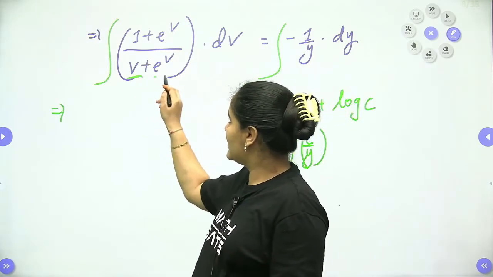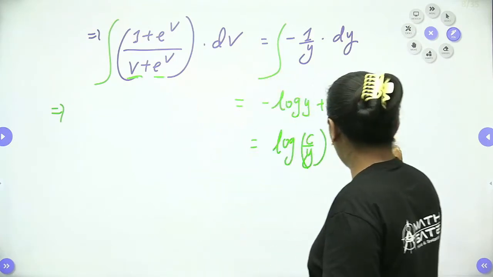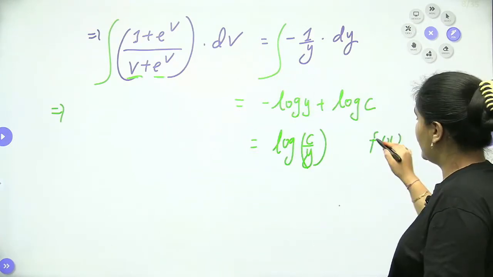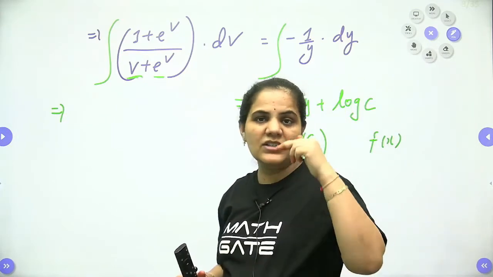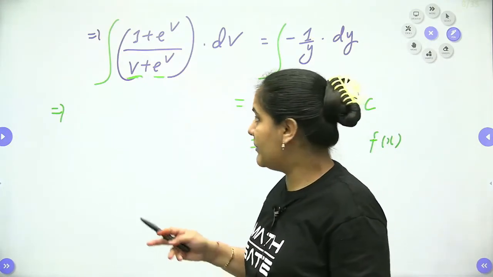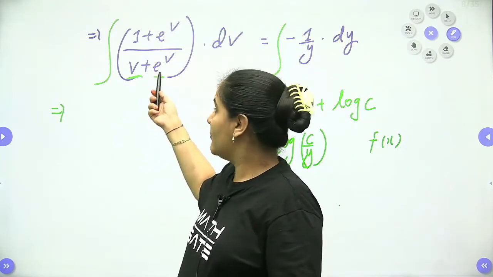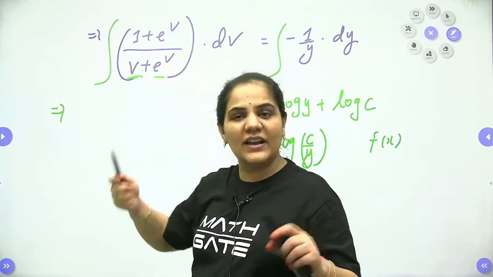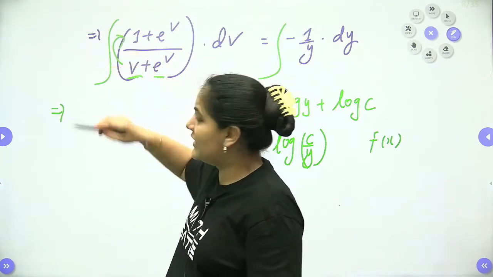So we have v plus e to the power v. If this is my function f(x), let's just assume, and I have to find the differentiation of this f(x), what will it be? You will say, ma'am, the differentiation of v is 1 only, right? The differentiation of e power v is again e power v only. So you will get the differentiation in the numerator only.